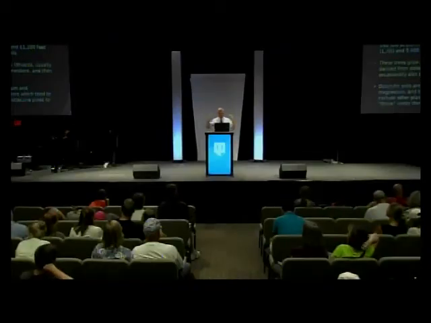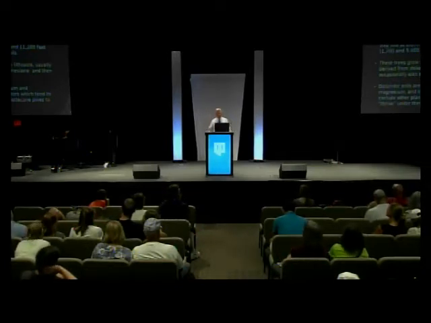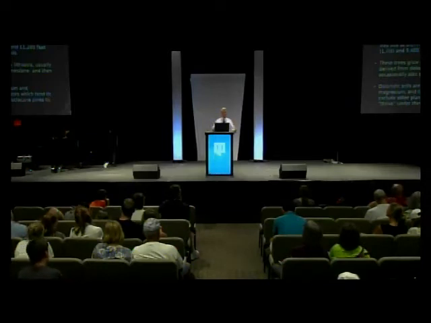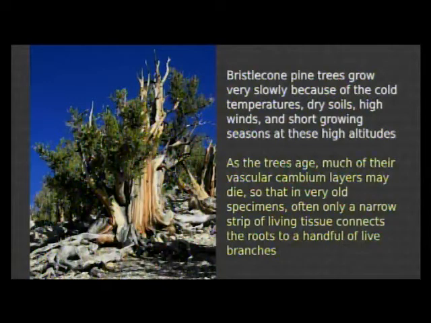These trees grow in soils that are shallow and usually derived from dolomite and limestone, so they're very rich in calcium carbonate and magnesium. They're highly alkaline and low in phosphorus, and these are factors that exclude other species, yet the bristlecone pines thrive under these harsh conditions. They grow very slowly in the cold temperatures, the dry soils, the high winds, and they have short growing seasons.